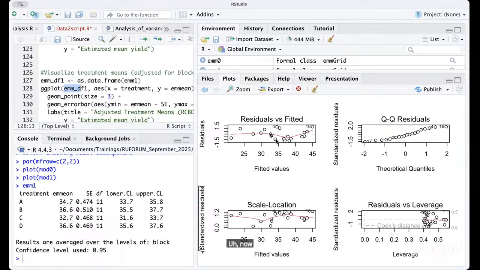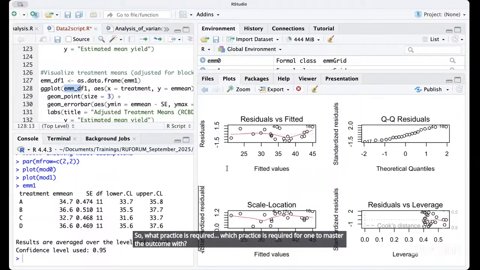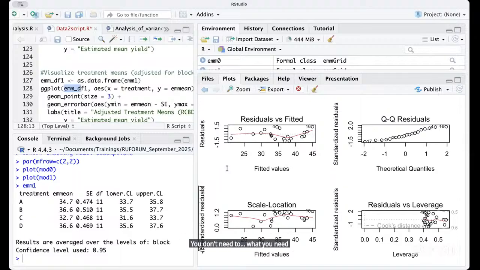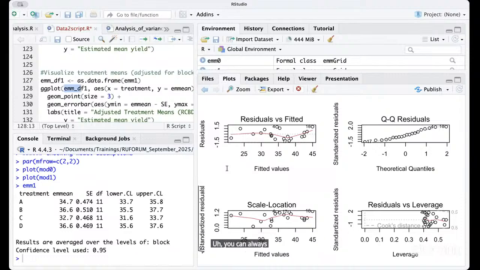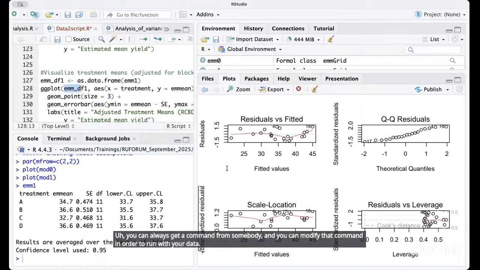Now, Kibandi, I'm not sure what your error is. So which practice is required for one to master the outcome? What you need now is to first know the basics of R. The first thing is you need to be able to get your data into R, and you need to know a few of these commands. You can always get a command from somebody, and you can modify that command in order to run it with your data. Okay.